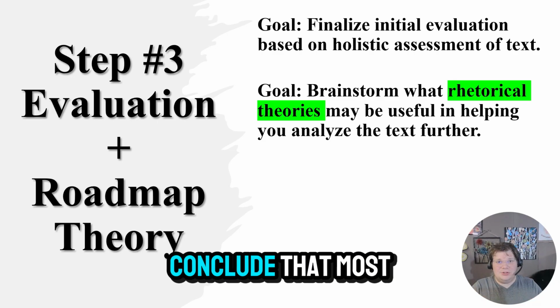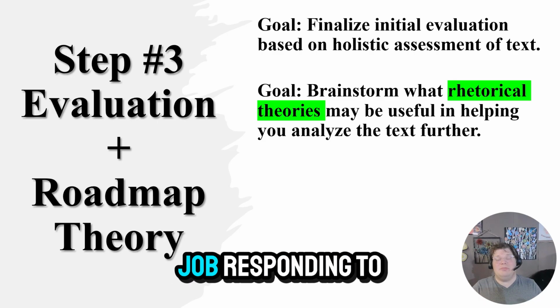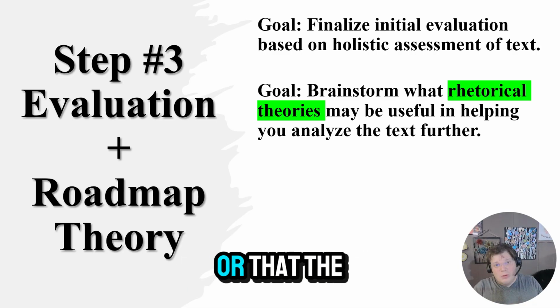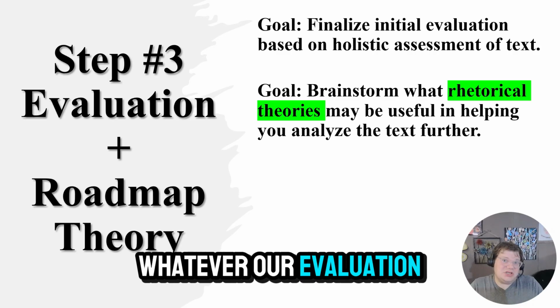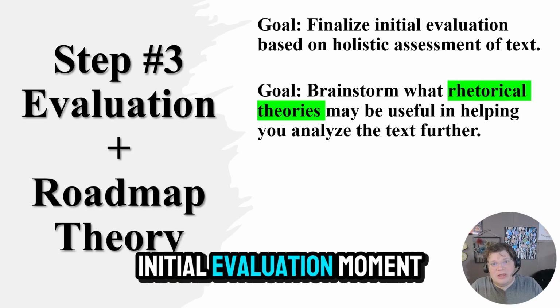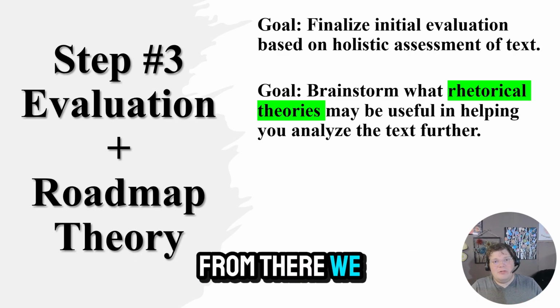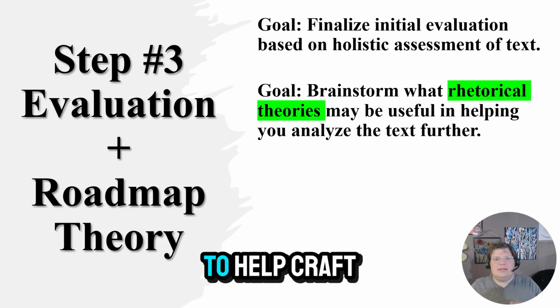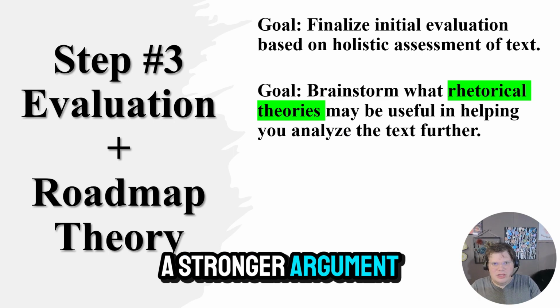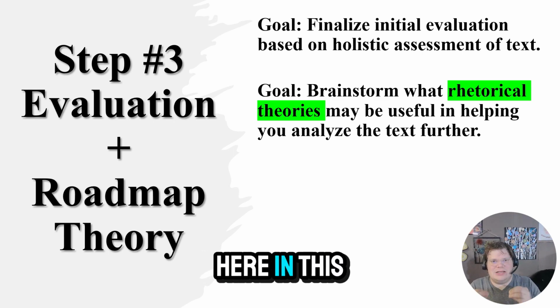So we might conclude that most of the speech did a good job responding to the context, or that the speech was totally off and did not respond to the main exigencies or overcome a key constraint. Whatever our evaluation is, we have this initial evaluation moment. From there, we move on to think, how can I borrow from rhetorical theory to help craft a stronger argument about what I'm seeing going on here in this text?